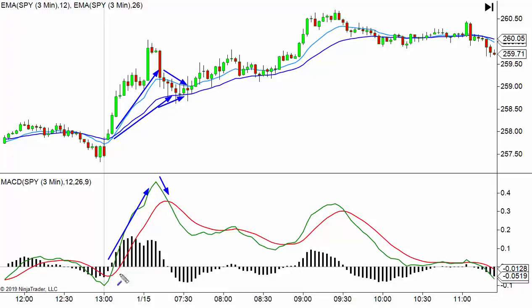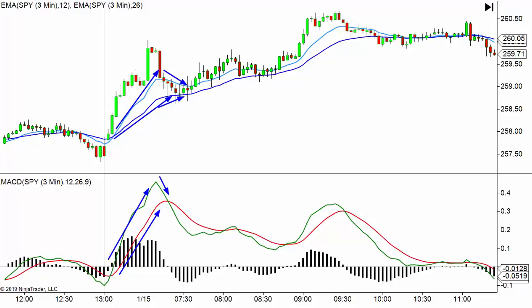Now the signal line, the 9-period moving average of the MACD line, is my red line. Really not too much to say about that. It's a 9-period moving average of this. Some people use that as a kind of smoothing of the MACD line. Actually, there's a lot more we could say about it, but not for today's purposes.